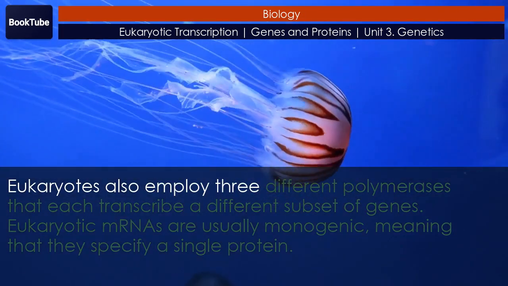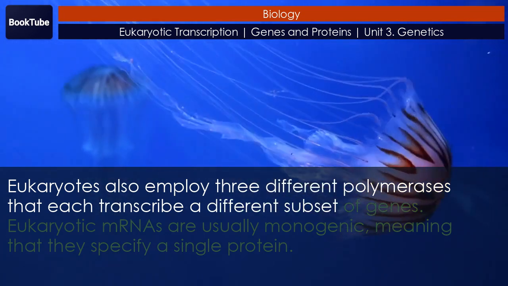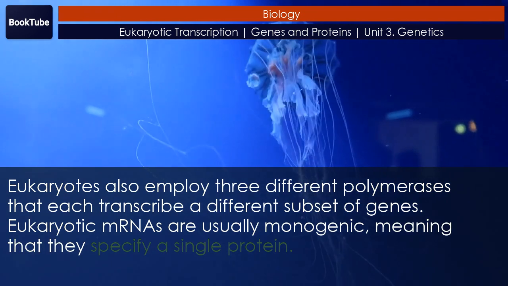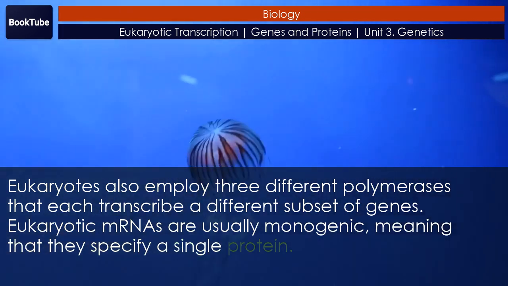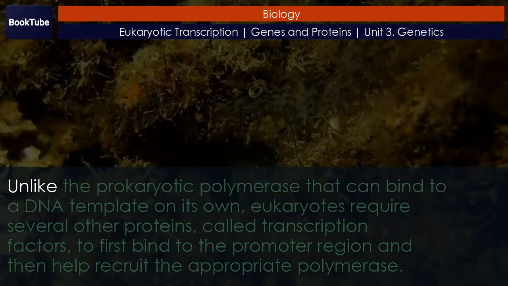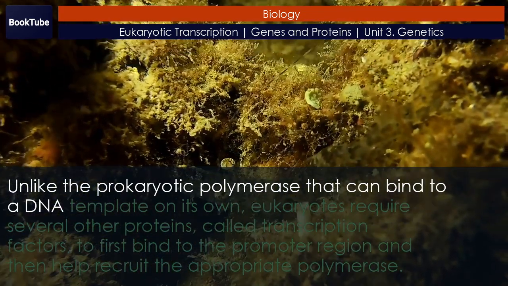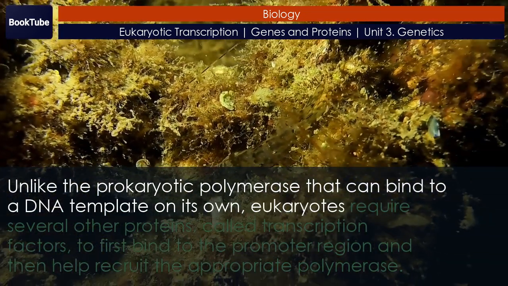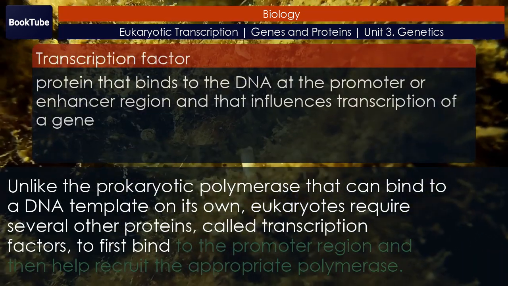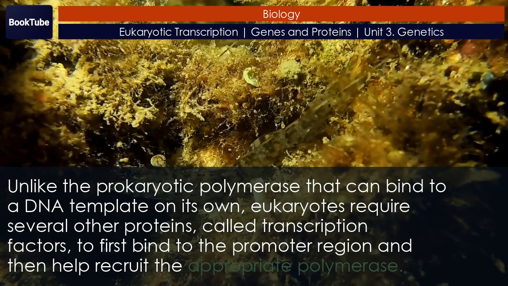Eukaryotes also employ 3 different polymerases that each transcribe a different subset of genes. Eukaryotic mRNAs are usually monogenic, meaning that they specify a single protein. Initiation of transcription in eukaryotes. Unlike the prokaryotic polymerase that can bind to a DNA template on its own, eukaryotes require several other proteins, called transcription factors, to first bind to the promoter region and then help recruit the appropriate polymerase.